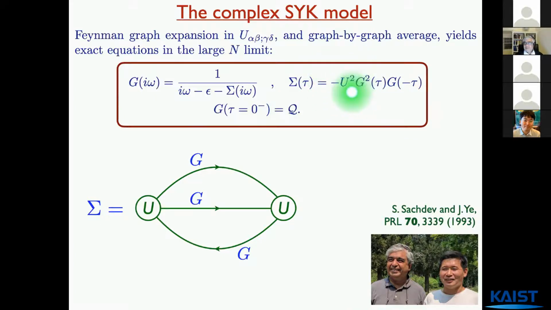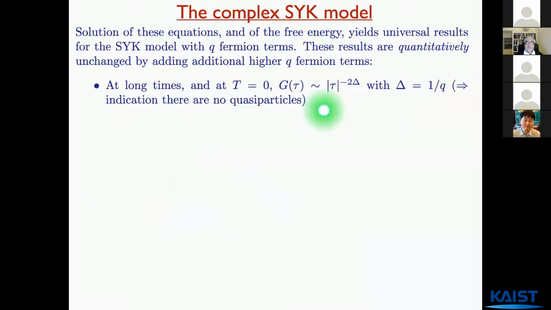So there's only one energy scale here, which is u. So at times much greater than 1 over u, you can solve these equations. And what you find is that this Green's function, G of tau, falls off with a power law of tau, where this delta is 1 over q, q being 4 in this case. So this is square root of tau decay. Now for a Fermi liquid or a random matrix model with no interactions, this decay will be 1 over tau. So this is 1 over square root of tau, already telling you that there's something non-Fermi liquid going on here.